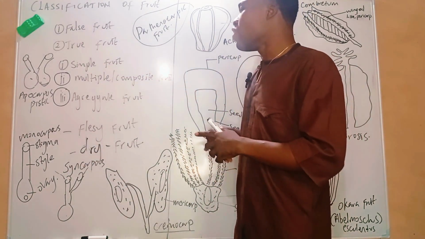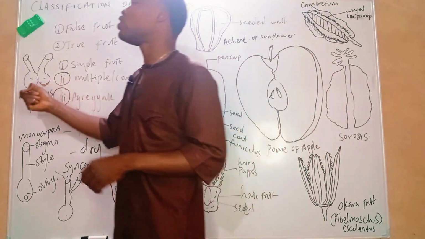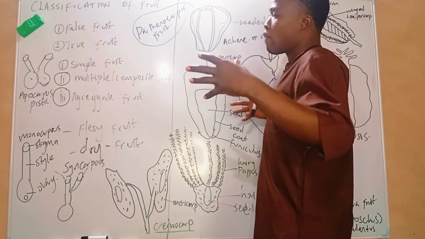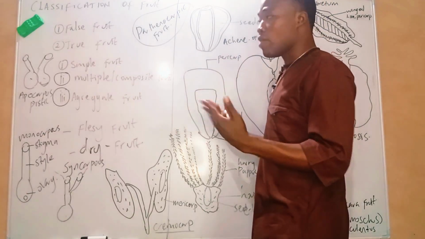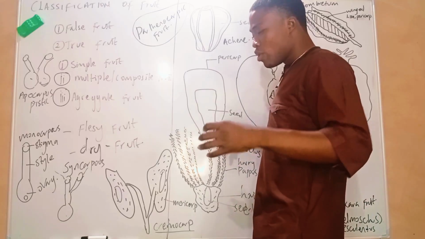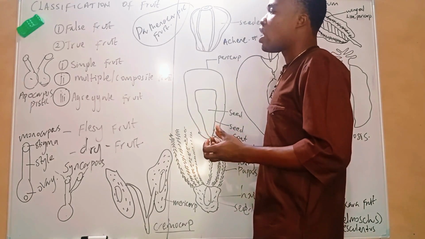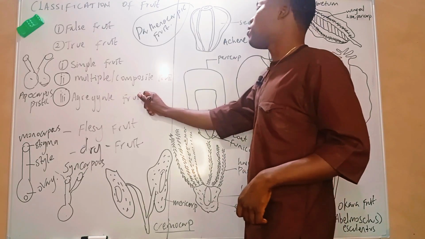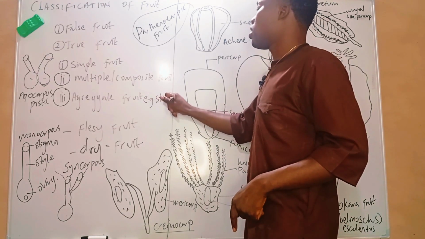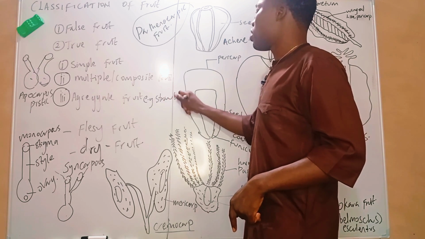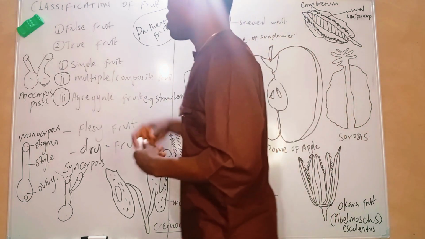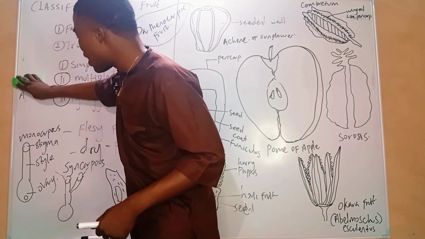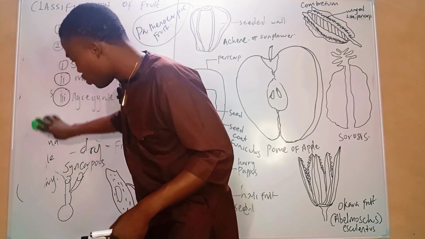The aggregate fruits are usually fruits obtained from an apocarpous pistil. When pistils are free pistils, usually from many flowers, they have different ovaries. When these ovaries are fertilized, they form a fruit, and the fruit we obtain from there is the aggregate fruit. Examples are the strawberry, the raspberry, and so on and so forth. Those are aggregate fruits. I'll quickly touch on others as we go. So please watch.